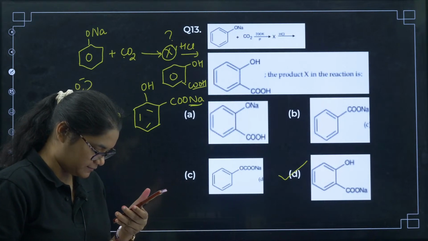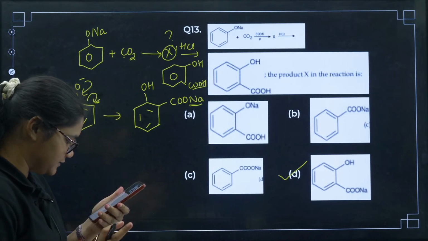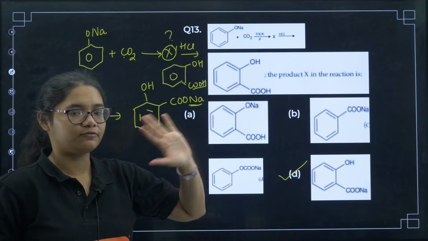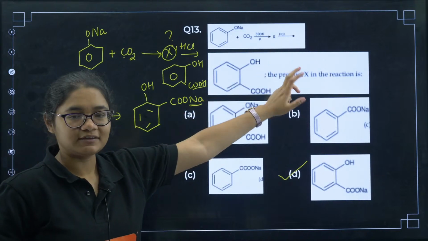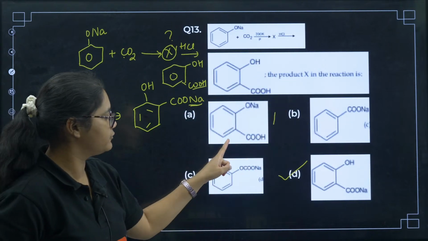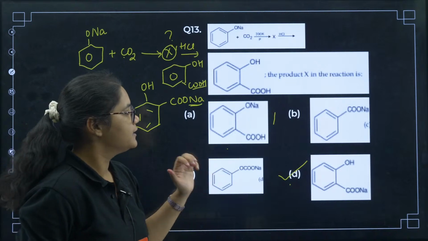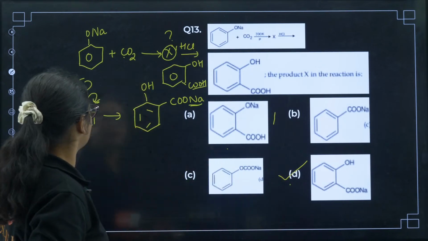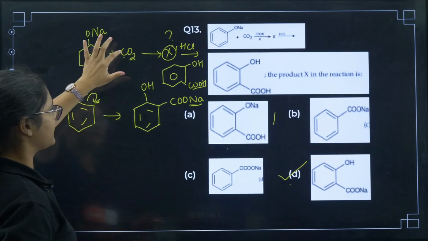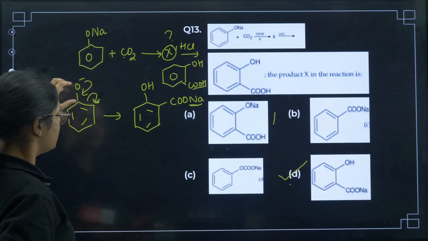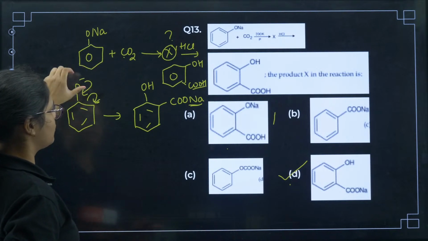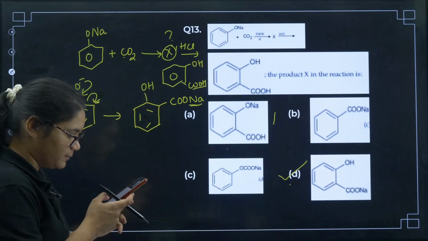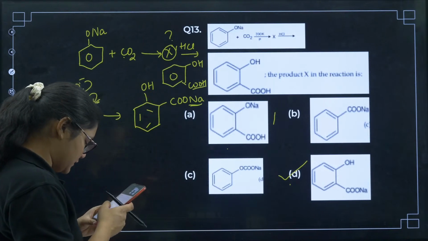Very good. Those who are saying Kolbe's reaction, it is correct, but if the final product had been asked, all of you would be able to answer, but when X is asked, it is a little confusing, right? We get confused between A and D. The correct answer here is option D. First this attacks on CO2, then there is a proton exchange, H from here goes here, Na comes here, and we get this one. Please all of you remember this answer now.